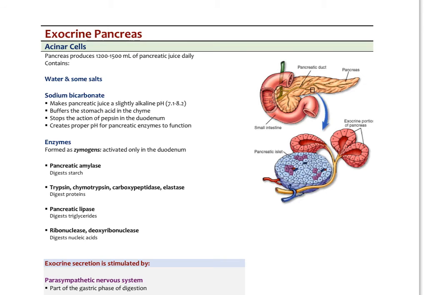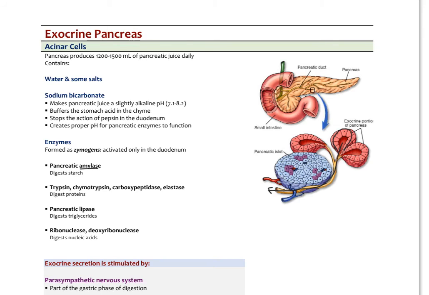And it's going to create the proper pH for those zymogens to become activated. So I've already mentioned the different enzymes, but again, that would be pancreatic amylase. Trypsin, chymotrypsin, carboxypeptidase, and elastase would be your proteases, pancreatic lipase, and then ribonuclease and deoxyribonuclease would be digesting the nucleic acids. Now these exocrine cells, of course, are forming little ducts, and they secrete their secretions right into the main pancreatic duct.